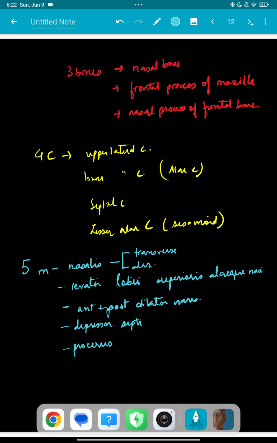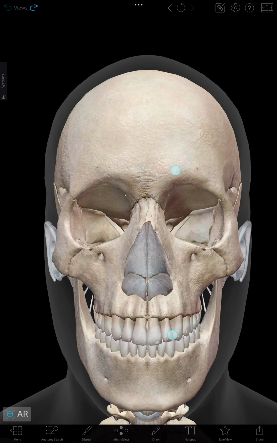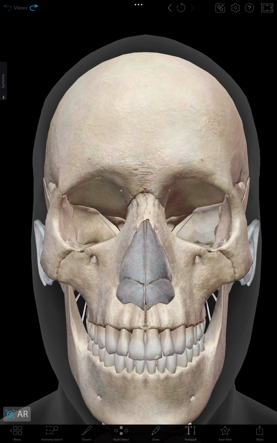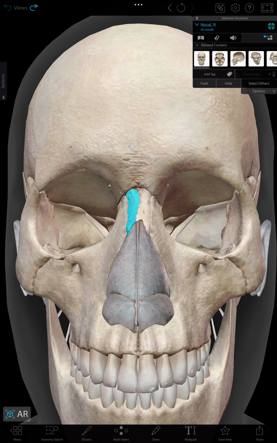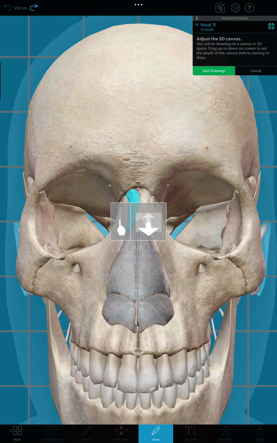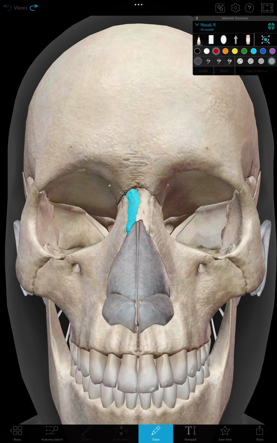Now let us see each one in visualization. First we come to the bone. See, this is the nasal bone. First we have two nasal bones. This is number one and this is the other. These two nasal bones are fused in the center. They lie underneath the nasal process of the frontal bone. This is the nasal process of frontal bone.